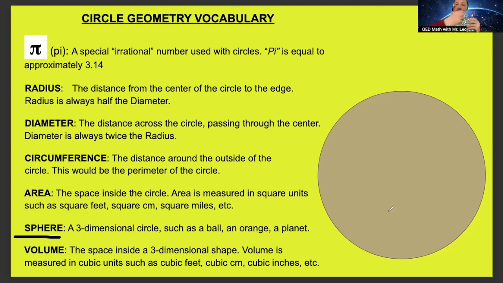We have a length this way, we have a width this way, but that little bit of thickness here, that's the third dimension. When we say three-dimensional, we mean physical objects. So a sphere is a three-dimensional circle, like a ball. Okay, our last vocabulary word is volume.